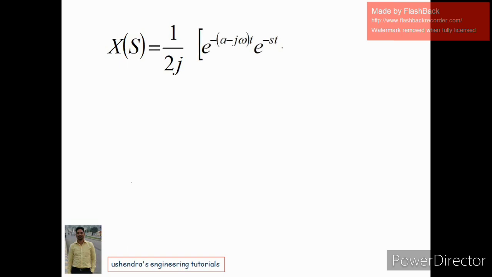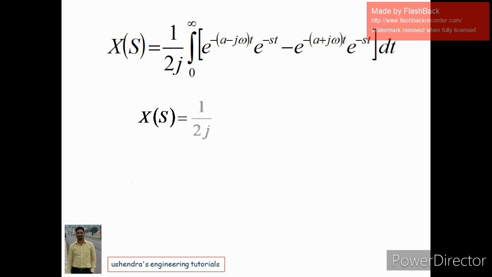This e raised to minus of a minus j omega t is multiplied with e raised to minus st in the second term. Even the second term is multiplied with e raised to minus st. The second term being e raised to minus of a plus j omega t is multiplied with e raised to minus st, and the whole term is integrated with respect to t, with limits of integration 0 to infinity. What happens next is, going ahead, X of s will be equal to 1 upon 2j, no change in that.